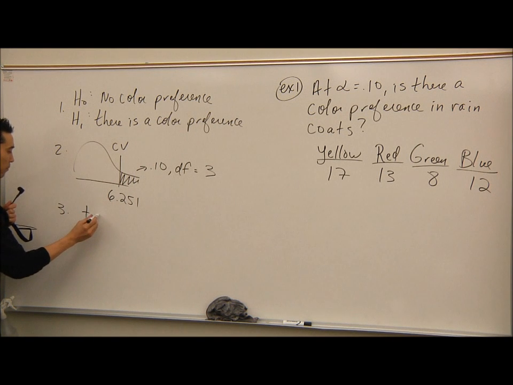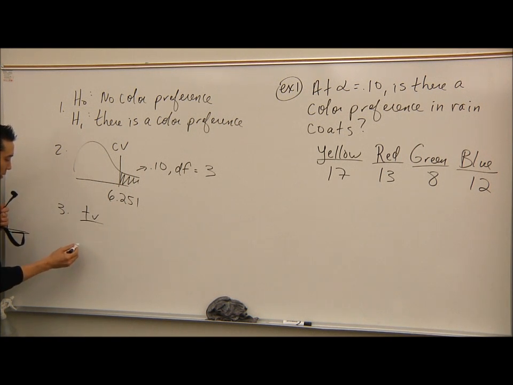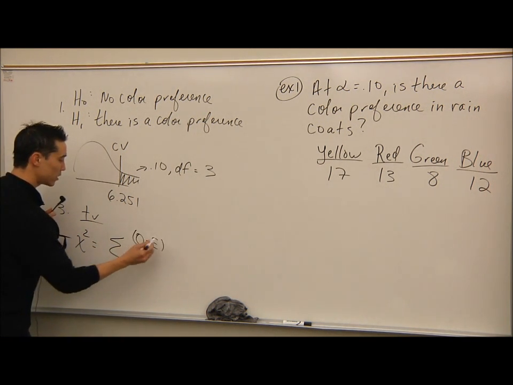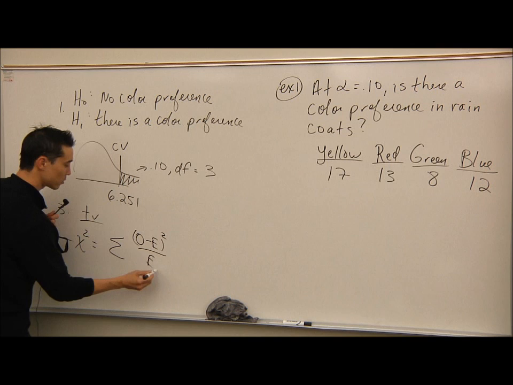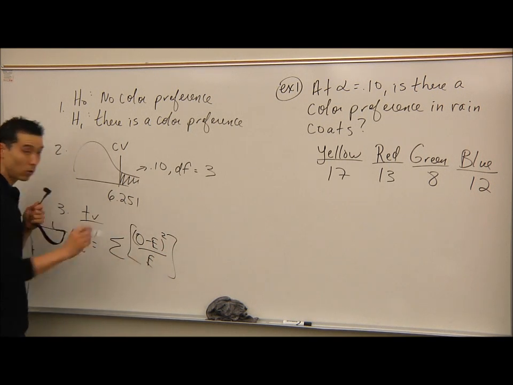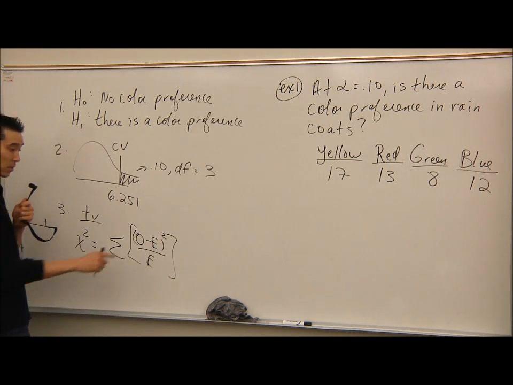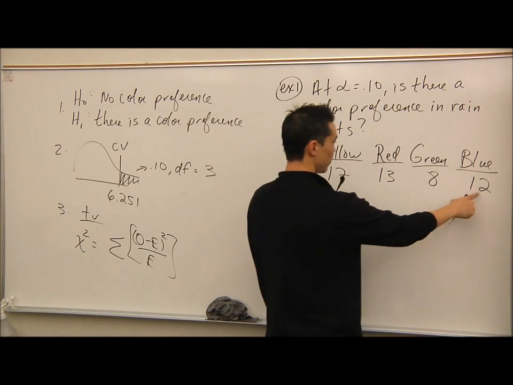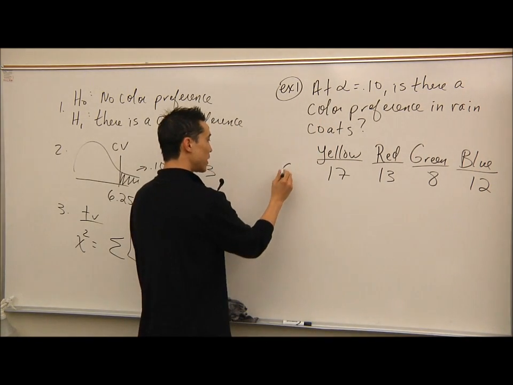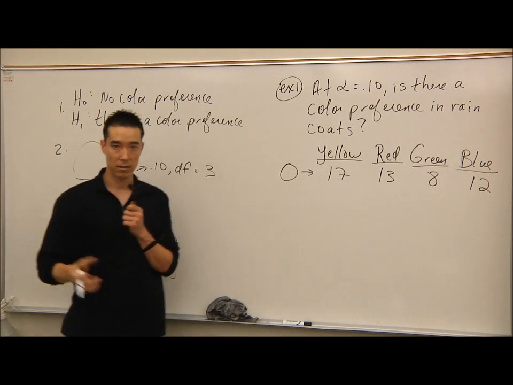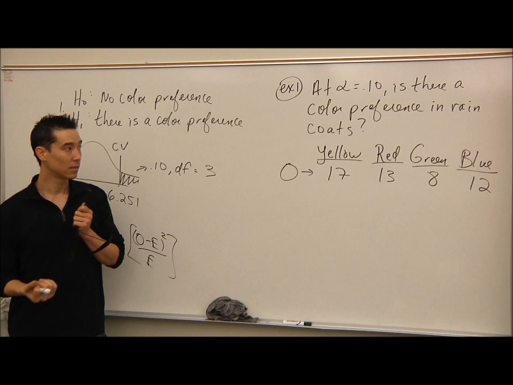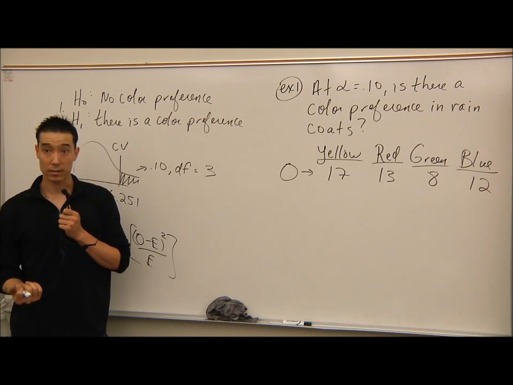Now, again, my test value is kind of weird. It looks like this. Chi squared equals a big summation of O minus E quantity squared over E. And put this whole thing in brackets, because that whole thing is being added several times. Okay, so I go to each raincoat. I'm going to have yellow, red, green, and blue. These values are my observed values. Those actually happened. 17 yellow raincoats were bought. 13 red ones were bought, okay?